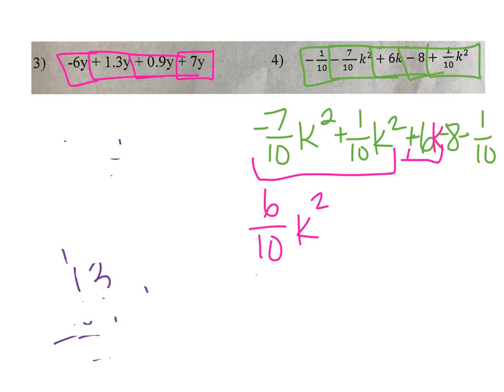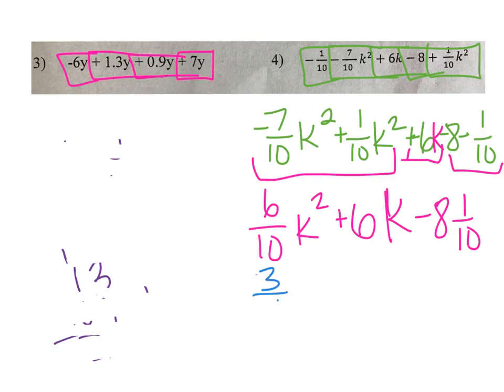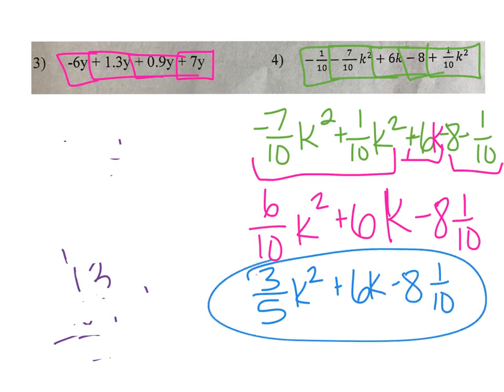So then 6k stays by itself. And then we have negative and a negative, so it's going to be minus 8/10. On this one, I am going to go ahead and simplify it to be 3/5 k squared plus 6k minus 8/10 is your final answer. Make sure you've simplified that 6/10. Make sure the k squared's still there, and then make sure that 8/10 gets simplified down to its final version.